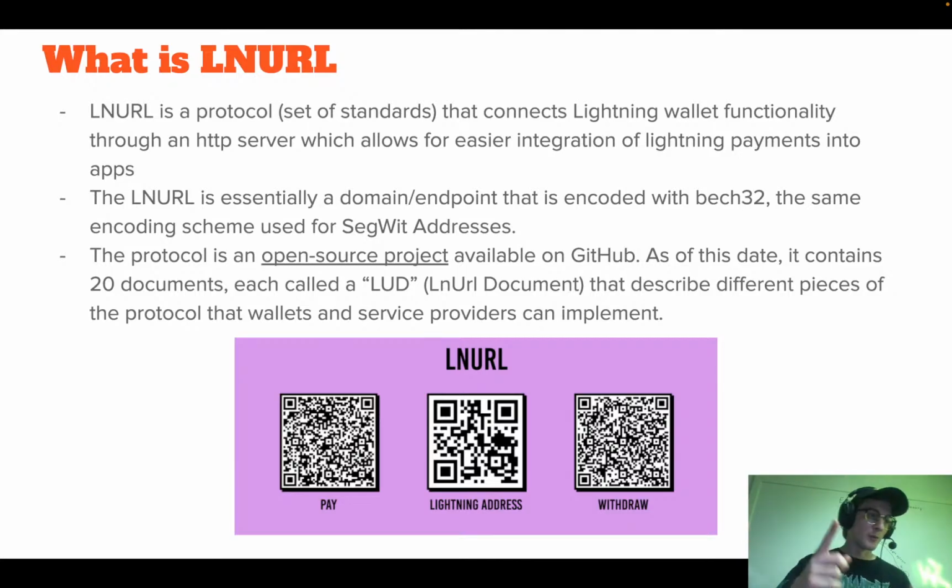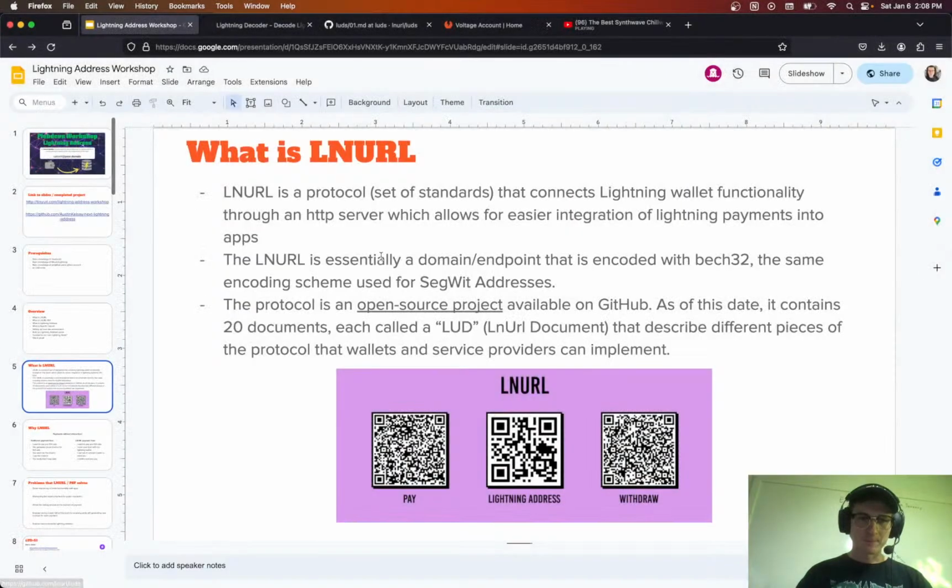That way you can just post it and ghost it, and then I can always pay you to that. Versus the traditional flow where we have to go back and forth, and you have to pass me an invoice and I have to pay it. So LNURL is essentially a domain endpoint that is encoded with Bech32. This is just encoding we use in Bitcoin a lot, the same encoding scheme for SegWit addresses. The protocol is an open source project on GitHub. As of this date, it contains 20 documents, each of which is called a LUD, a LNURL document, that describes the different pieces of the protocol. So a LUD is kind of like a BIP, or a NIP, or a BOLT, or whatever your favorite acronym is.